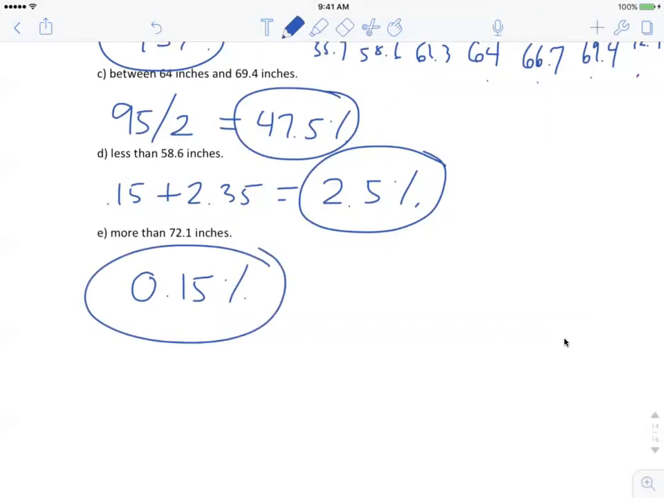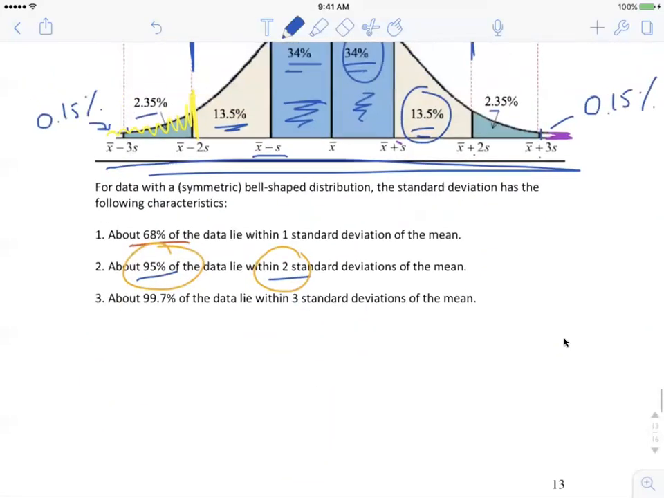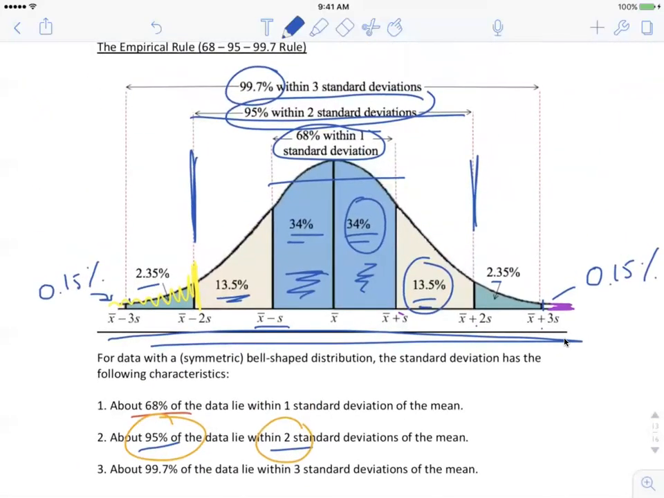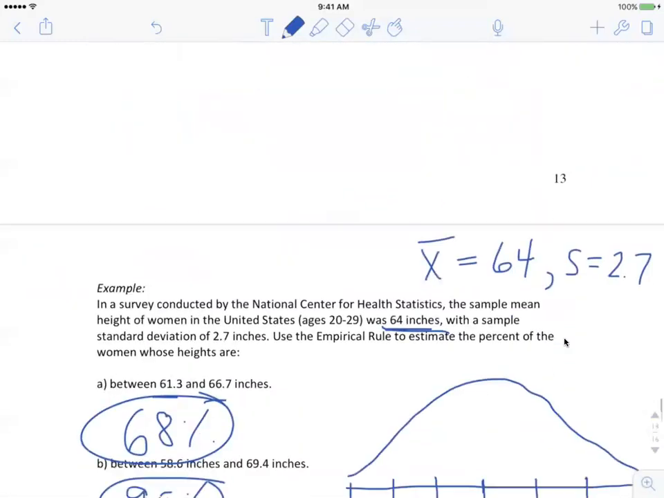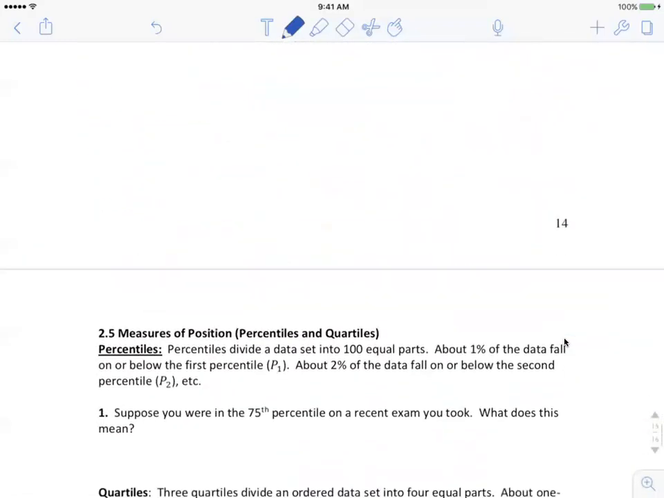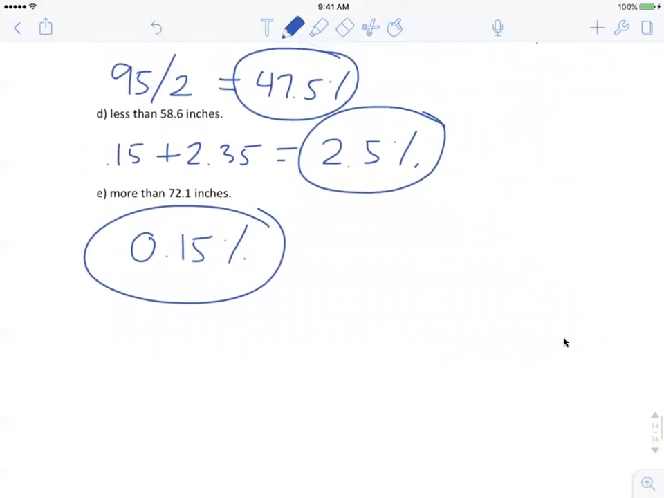Don't worry too much about where these percentages are coming from. We'll get to that in chapter 5 and 6. But right now, you're just taking them for what they are, using that table or that chart there to figure out those percentages. So always go back to this bell distribution to find those percentages, and you'll get the right answers. And I think that's it. The next is 2.5, so that gets you through 2.4.